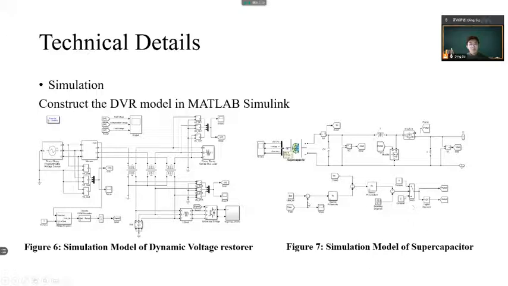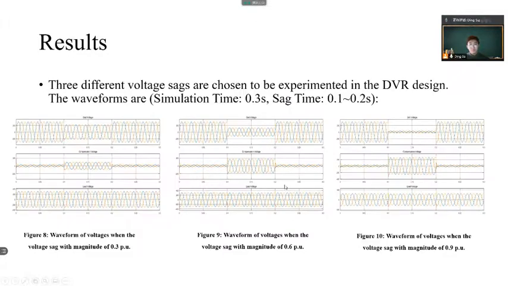In this project, the supercapacitor is the energy storage device in the DVR. Now we can see here is the supercapacitor. The next is the experiment. We set the total simulation time to 0.3 seconds. The voltage sag occurs from 0.1 second to 0.2 second, and we obtain the following results.